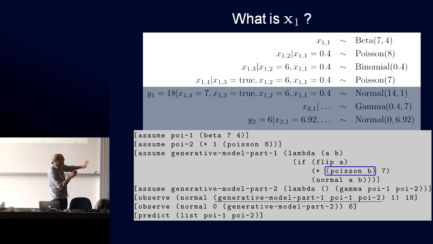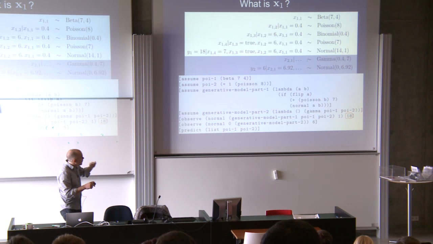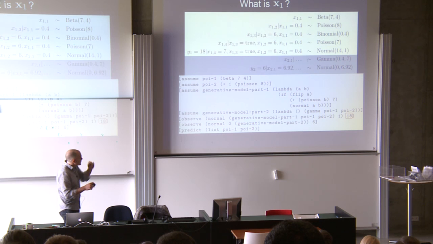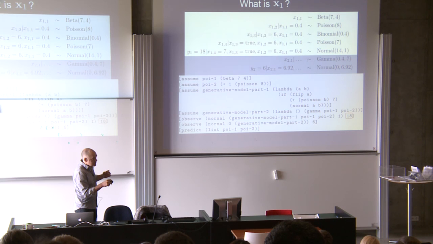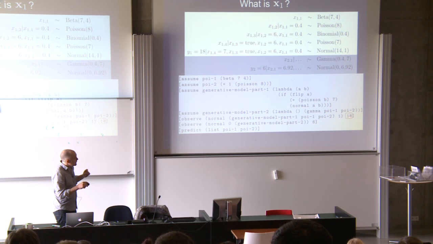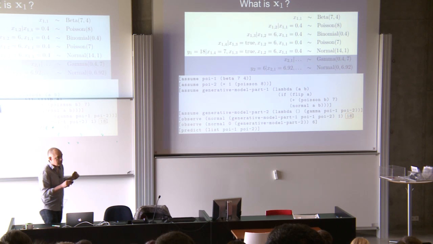So now we have the return value for this. What's the return value for this? Right, the return value is 14 because if we drew randomness here of 7, then we add 7 to that and this returns 7 plus 7. Now we have an observed statement that we can evaluate, which is a normally distributed quantity taking value 18 with mean 14. And variance 1. Okay?